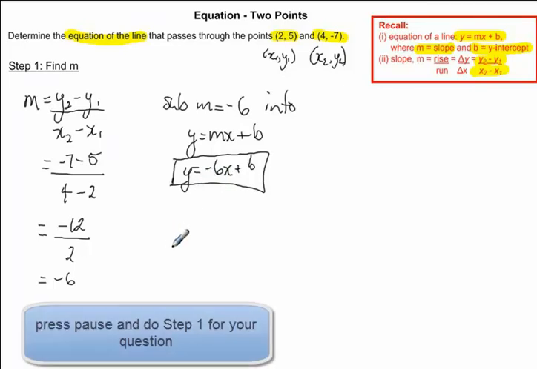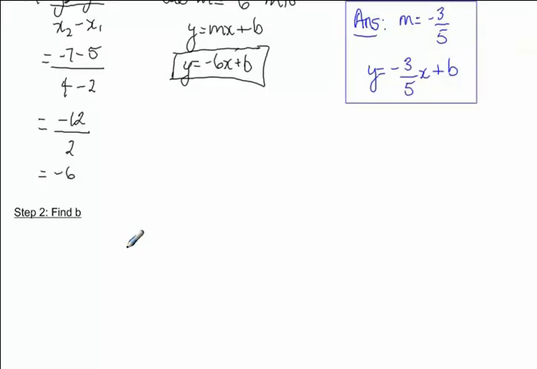Okay, so at this point I would like you to do step 1 for your problem. The answer to your problem is shown in the blue box. I'm now going to move on to step 2, which is to find b. In order to find the y-intercept, which is b, I can choose any one of the 2 given points and sub them into this above equation.